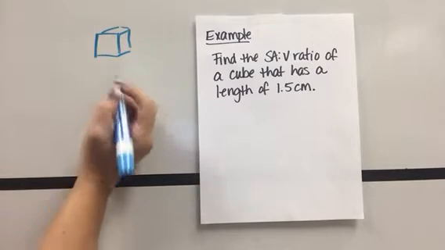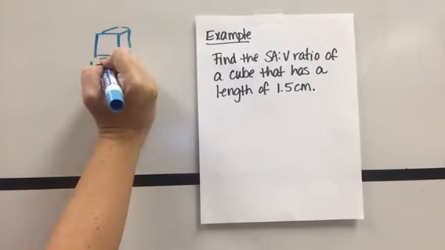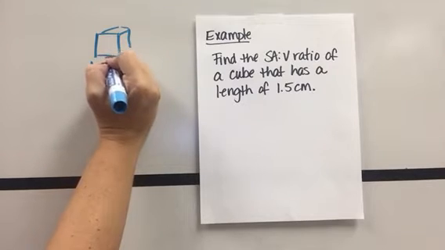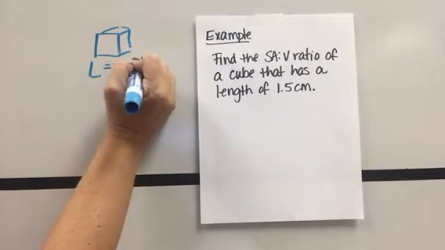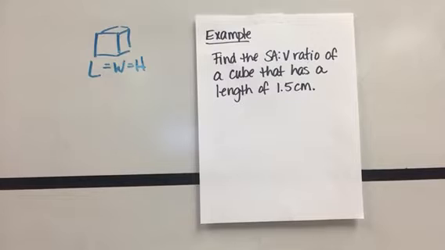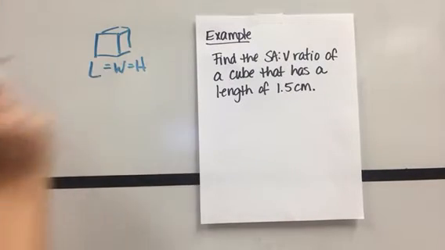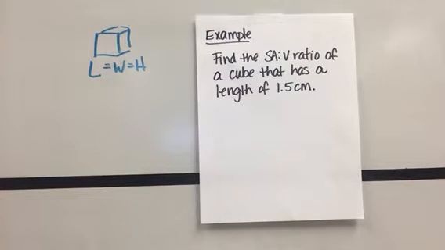Remember that for a cube, all sides are going to be equal. So your length is equal to your width and to your height. Sometimes you'll be given all the sides. It'll give you the length, the width, and the height. But in this case, we're only given the length, but we can figure out everything else. So it's going to be 1.5 centimeters for all of those.